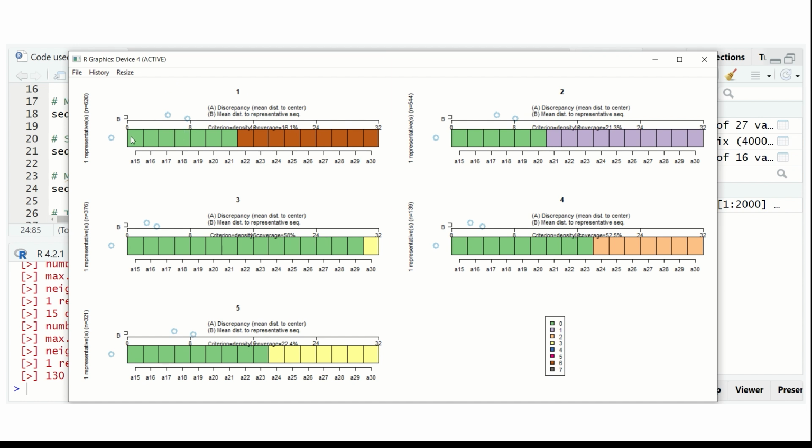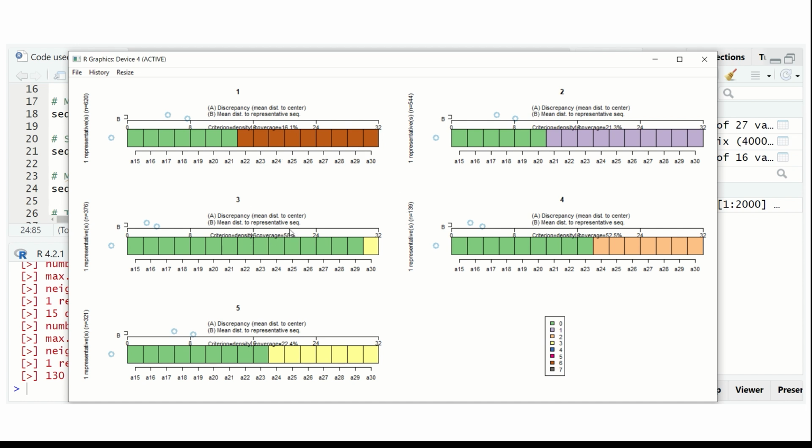So the way to interpret this is an actual sequence that belongs to someone, and it gives a breakdown of what this person reported they were at each of these 16 time points. So cluster 1, the most central sequence, was being in state 0 between the ages of 15 to 21, and then going into state 6 from age 22 all the way up to last observation at age 30.